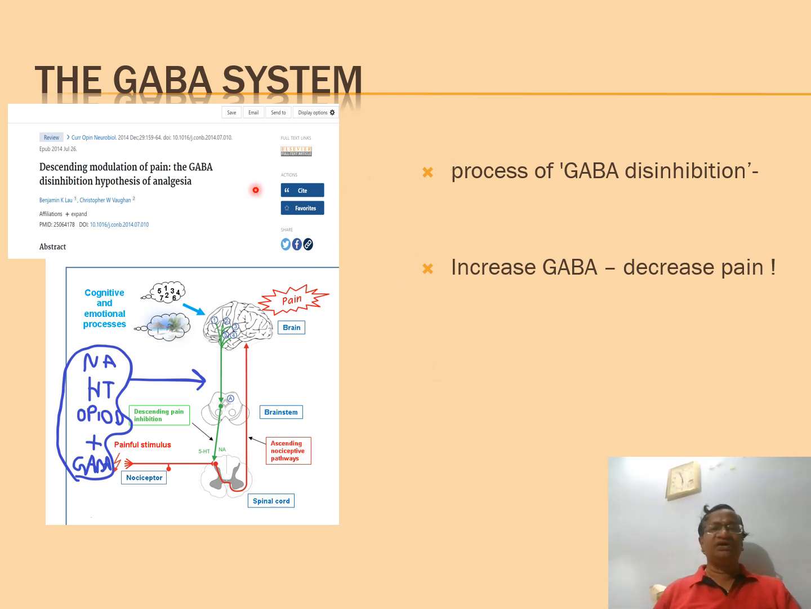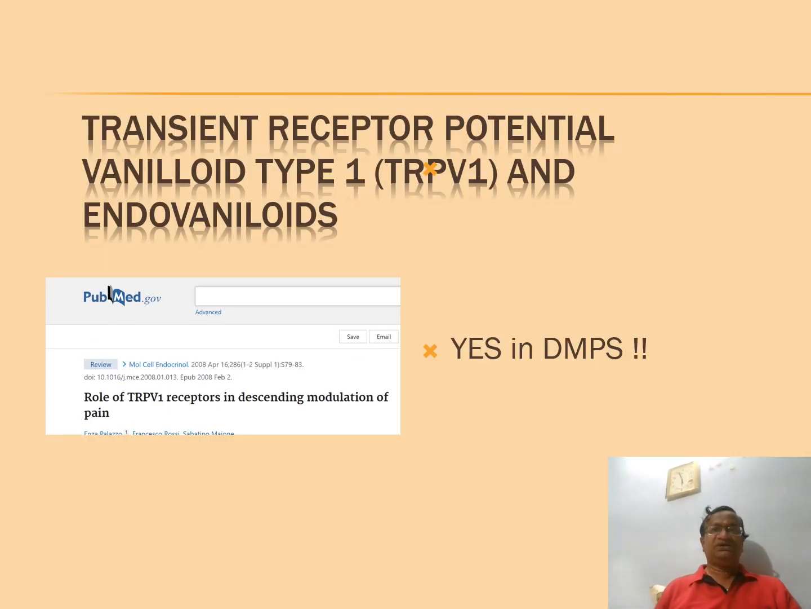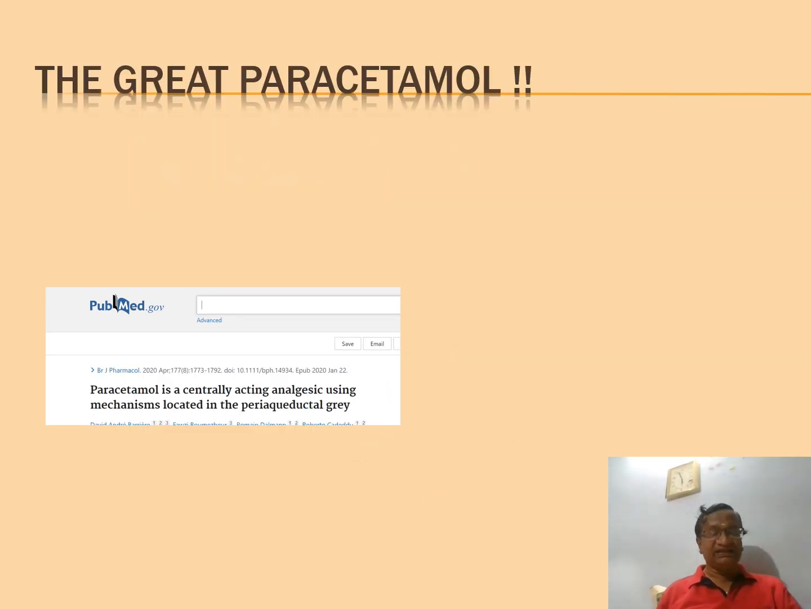There is also something called descending modulation of pain by GABA. That increases GABA and decreases pain. It is also there in the descending modulation. Synthetic and non-synthetic cannabinoid drugs also influence the PAG and the RVM neurons, thereby controlling the descending modulation. TRPV1 receptors, transient receptor potential vanilloid type 1, and N-vanilloids. This is where our capsaicin works. Capsaicin, if you apply it like this, causes a burning sensation and depletes substance P, thereby causing analgesia. So this is one of the causes of descending modulation.